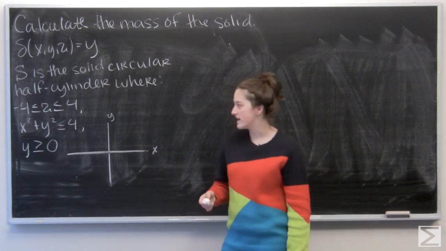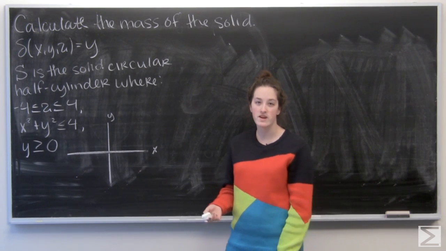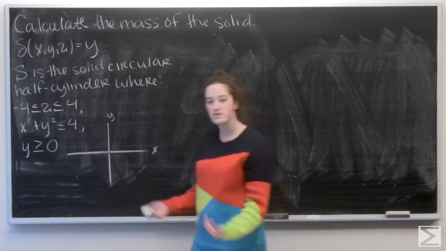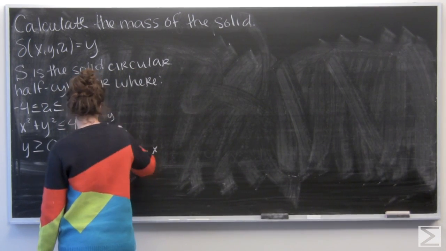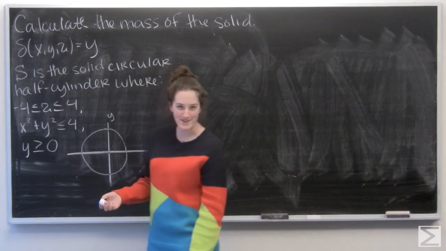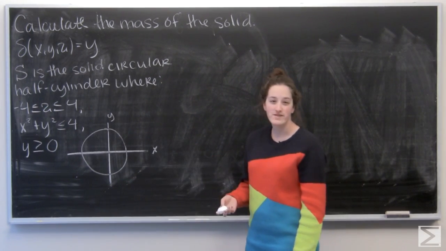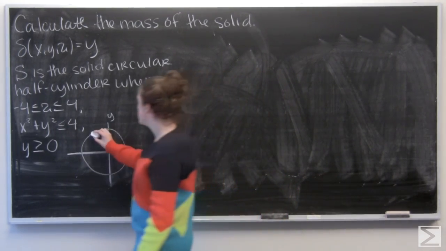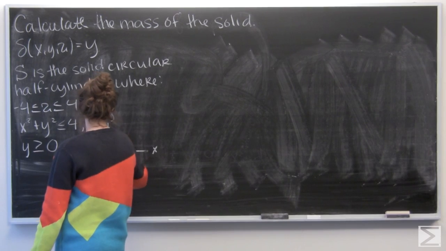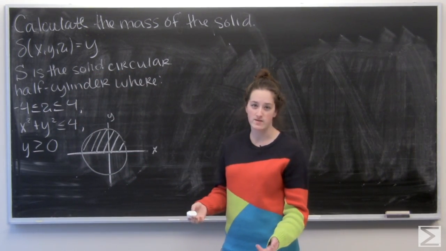So let me start by projecting this solid into the xy plane. I know the function x squared plus y squared is less than or equal to 4 is going to give me a circle centered at the origin of radius 2. So let me go and draw that in. It's supposed to be centered at the origin. Doesn't really look it. And then y is greater than or equal to 0, so I'm only looking at the top half of this circle. Let me shade it in. So that's what my function looks like projected into the xy plane.